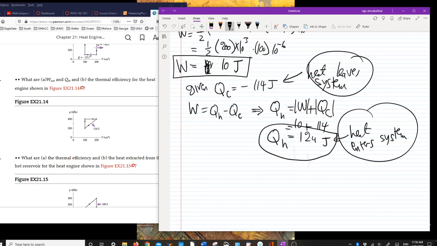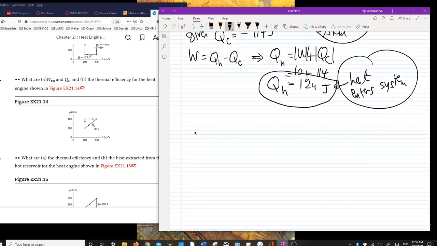And the last step, he said, what is the thermal efficiency? Epsilon or E, whatever. It's basically work over QH. We calculated work to be 10, divided by 124, and that gives me 8%. Okay, so that's what it is.